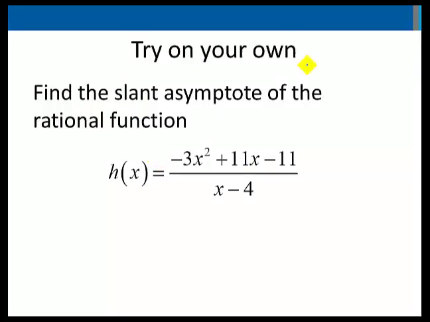Try on your own. Find the slant asymptote of the rational function h of x equals negative 3x squared plus 11x minus 11 over x minus 4.